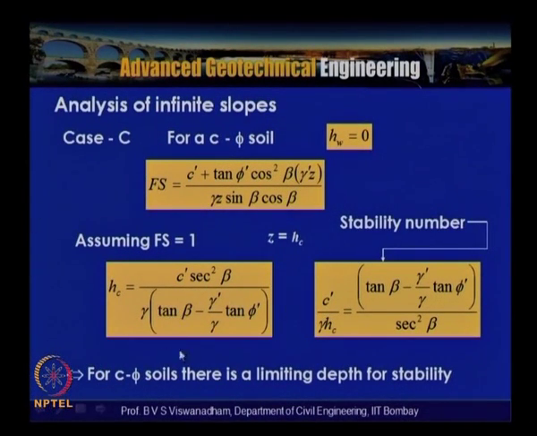So here, for a C phi soil, there is a limiting depth of stability. In this particular expression, when we put factor of safety equal to 1 and Z tends to HC, HC is given as HC equal to C dash secant square beta into gamma within parenthesis tan beta minus gamma dash by gamma into tan phi dash. This C dash by gamma HC is referred to here as the stability number. So only for C phi soils is there a limiting depth of stability.